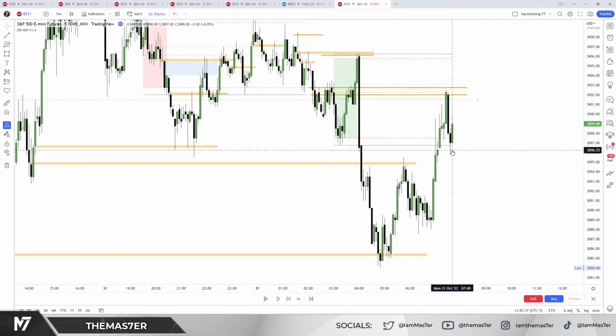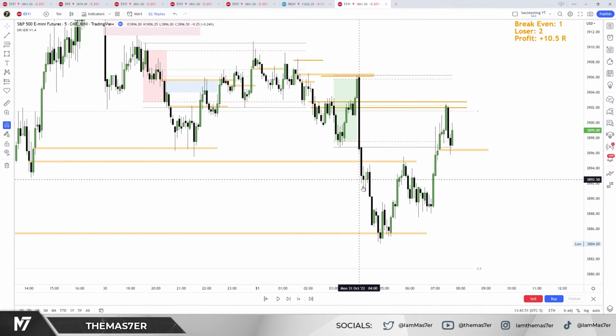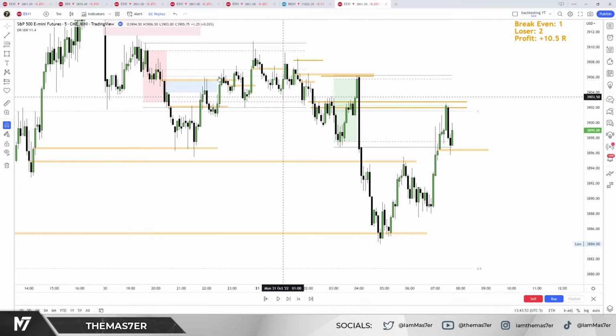We have a clear displacement. We only need 2 candles to come down below here. Here's another volume imbalance on the downside. So overall, I expect range expansion to the downside. So I'm looking for a short trade, also confirmation over here.